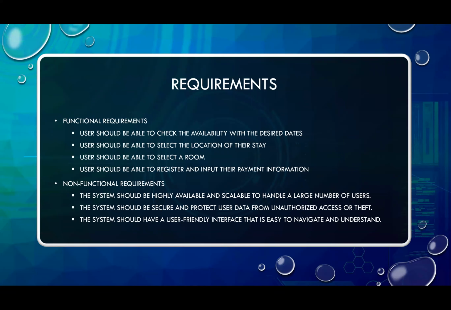We have done requirement gathering, in which we have done functional requirements and non-functional requirements. Under functional requirements, we have come up with 4 main requirements. That is, the user should be able to check the availability with the desired dates. And also he should have flexibility in selecting the location for the stay. And then the user should be able to select a room, like what kind of room, a king size, a queen size, or a double bed. So we are providing many options to them. And also the user should be able to register and input their payment information.